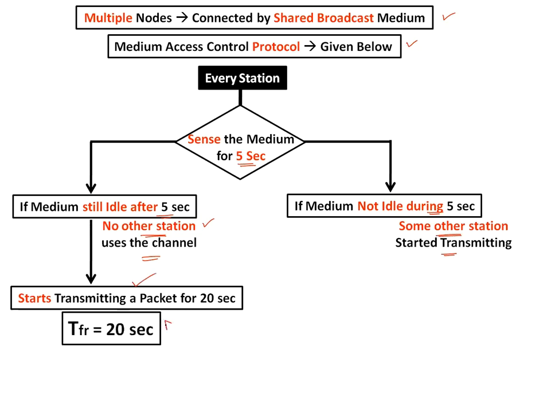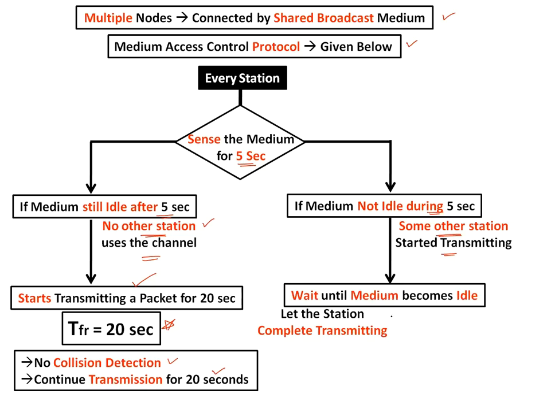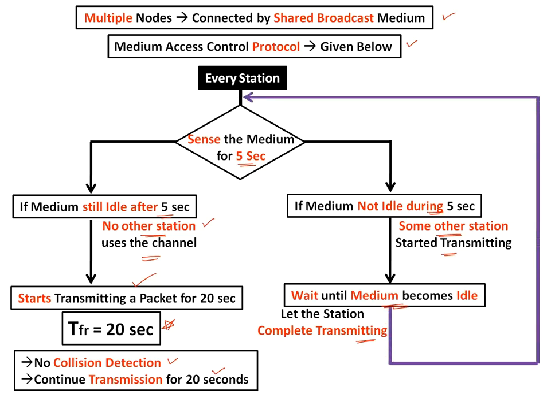That means my transmission time will be 20 seconds. No collision detection, and I continue transmission for 20 seconds. Blindly, I'll speak for 20 seconds. If not idle, wait until the medium becomes idle. Let the station that started complete transmitting, then go back. This is what they mentioned. Ultimately, you have to remember 2 points, guys: how much time I am sensing and how much time I am speaking. Sensing for 5 seconds, speaking for 20 seconds. That's it.